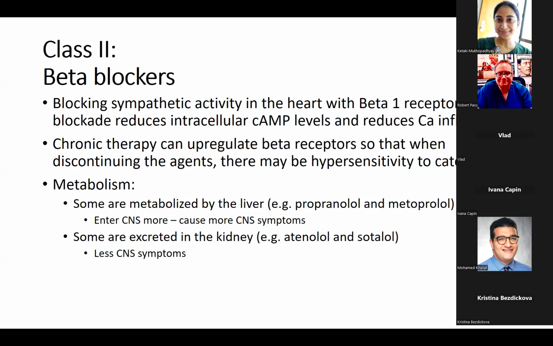In terms of metabolism, some are metabolized by the liver, such as propranolol and metoprolol. And these enter the CNS more and cause more CNS symptoms. Some are excreted in the kidney, such as atenolol and sotalol, which you remember is not exclusively a beta blocker. It's also a class 3 agent. We're going to discuss that in a few weeks. And these have less CNS symptoms.